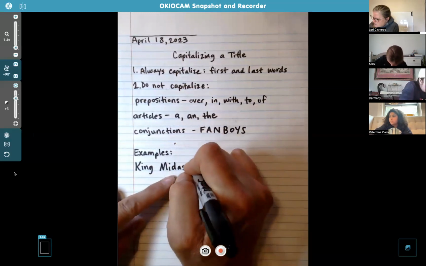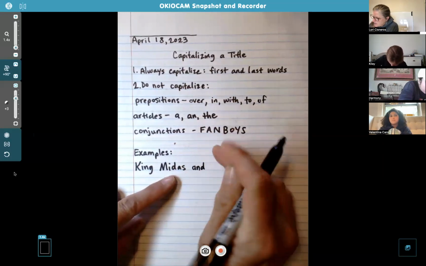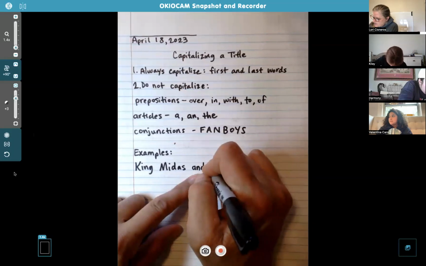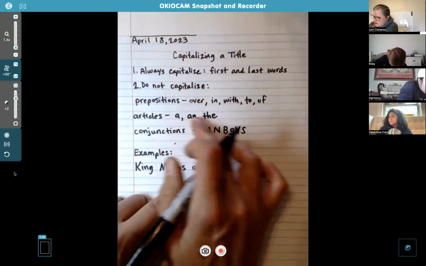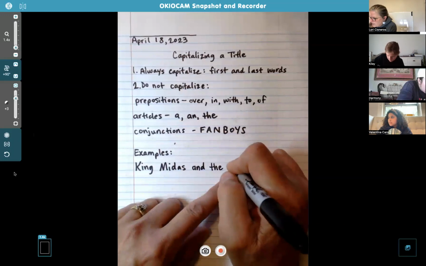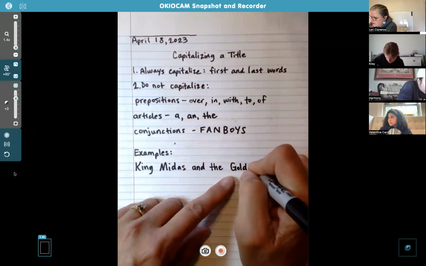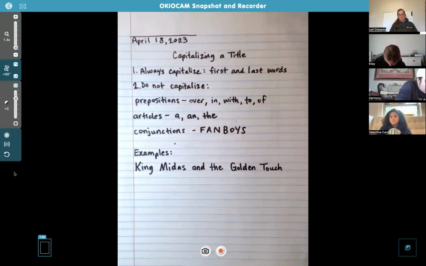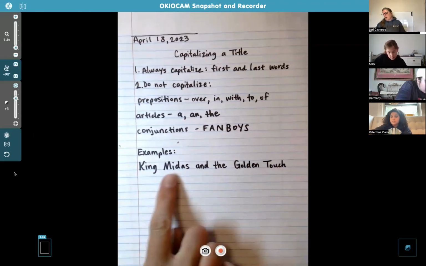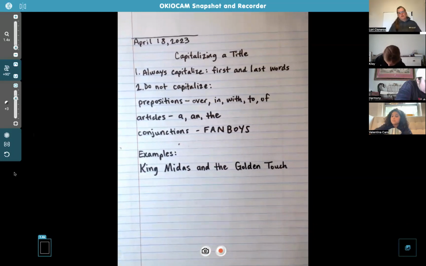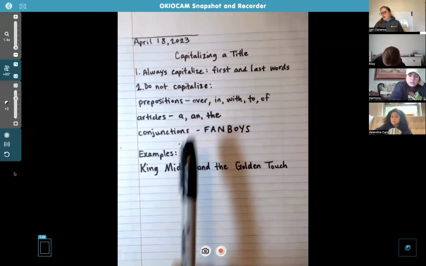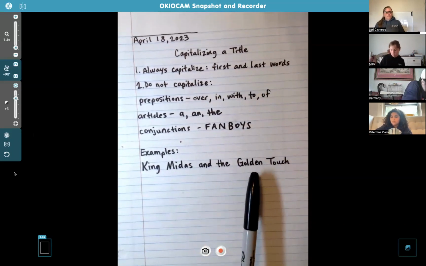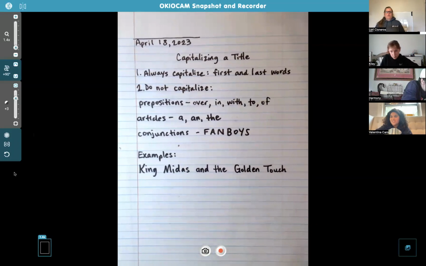And then and is not, because it is here a conjunction. The is not, because it is an article. But golden is a keyword, and then touch because it's the last word. That's how it would look: King Midas and the Golden Touch. And, the, you don't need to capitalize. First and last words always are, but then we have golden. Remember, keywords is also good to remember.